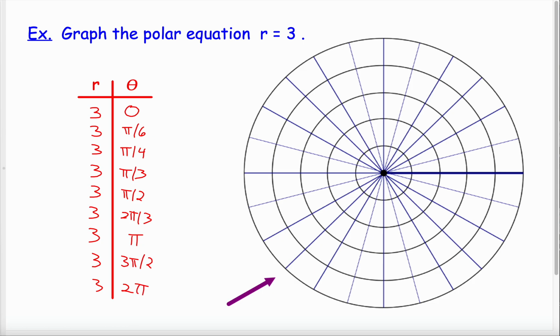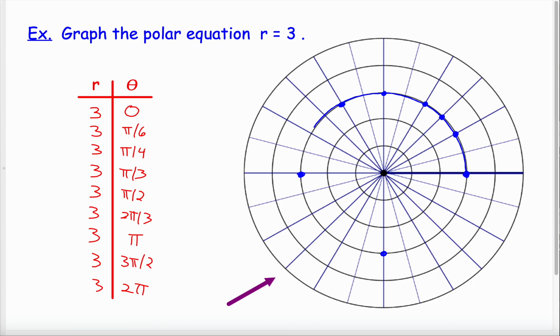Okay, let's plot those points. So when theta is 0, r is 3. Where's that? That's right here, isn't it? At pi over 6, r is also 3. There's pi over 6, and that's r equals 3. At pi over 4, it's 3. Wait a minute, I'm starting to see what's going on here. At pi over 3, or 60 degrees, r is 3. At pi over 2, it's 3. At 2 pi over 3, at pi. At 3 pi over 2, oh, I know what's happening. I'm just getting a circle of radius 3.